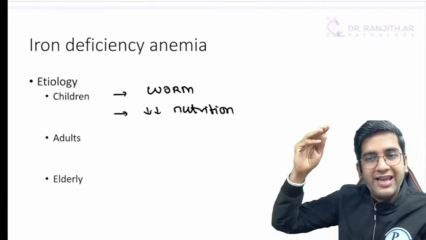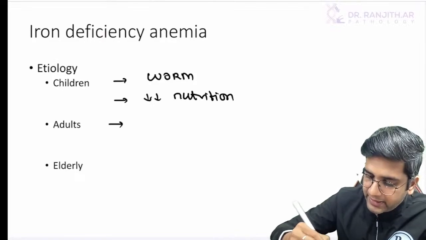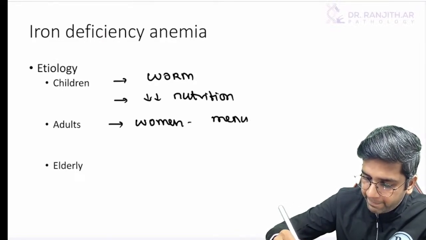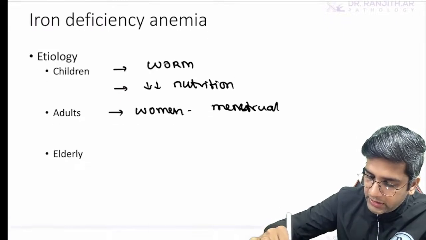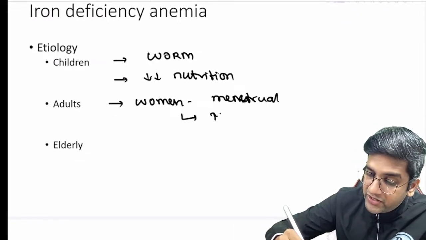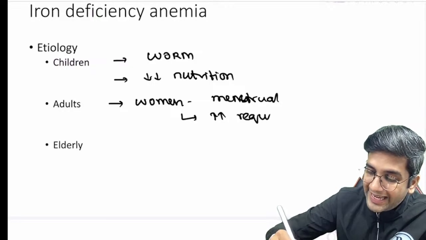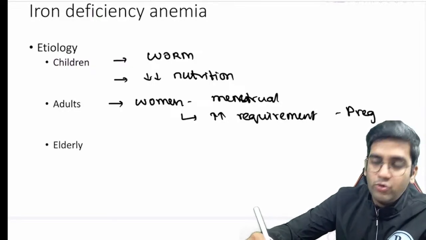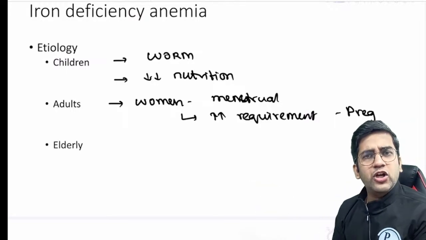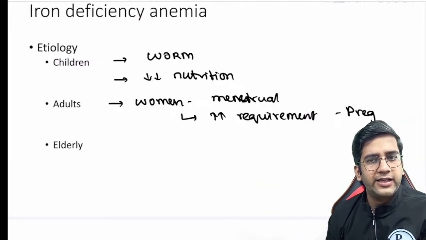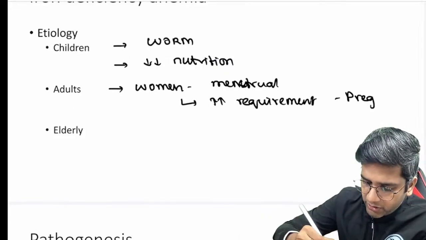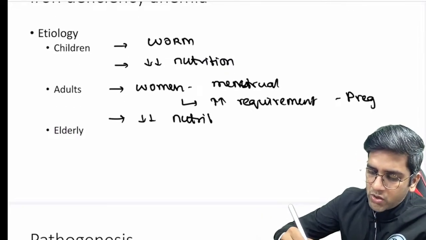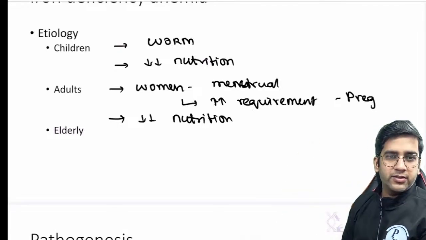Reduced nutrition will happen in every age group, right? In adults, especially in women, one of the important causes is menstrual loss. Second, again in women, increased requirement of iron, especially during pregnancy. When the woman is pregnant, she has to take care of two people's iron requirements. If it's not properly supplemented, it will automatically go into deficiency. Here also I can have reduced nutrition. Malnutrition by default is one of the important causes across ages.